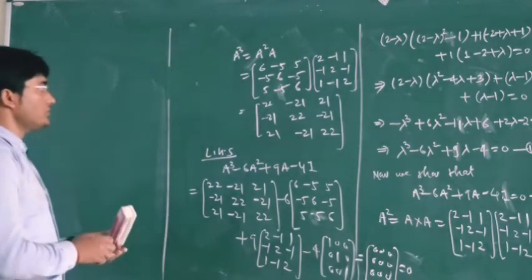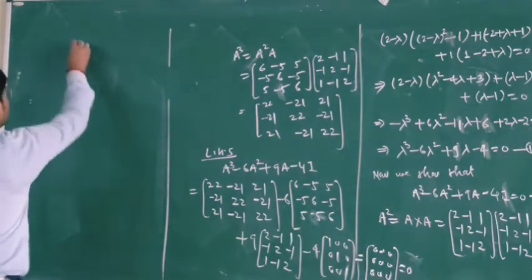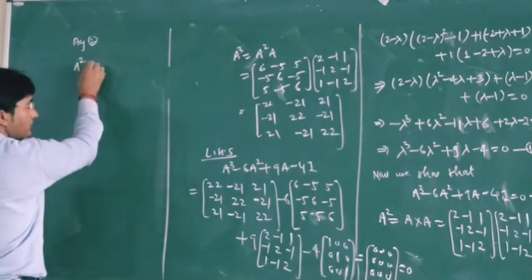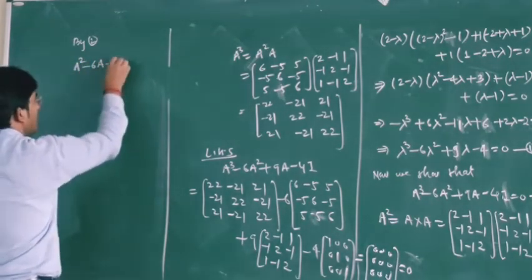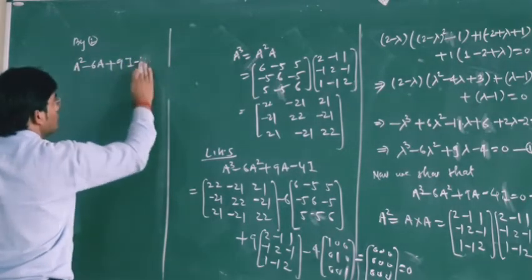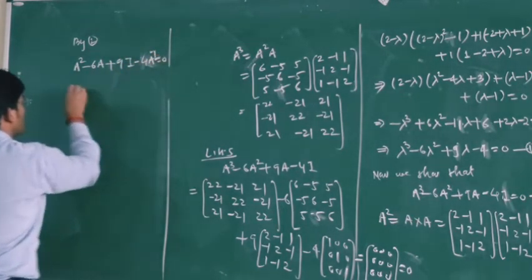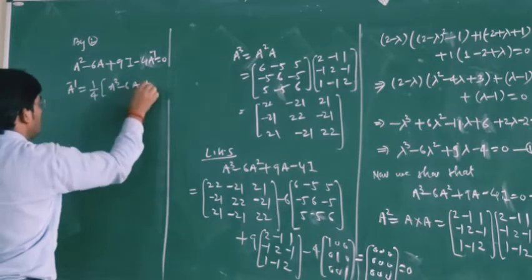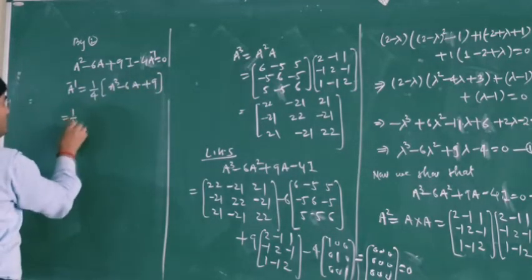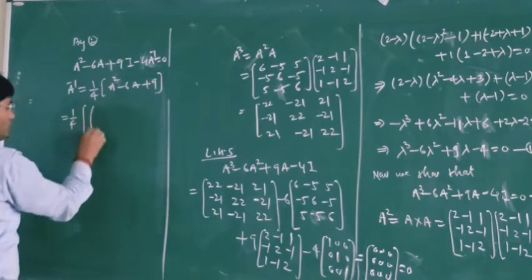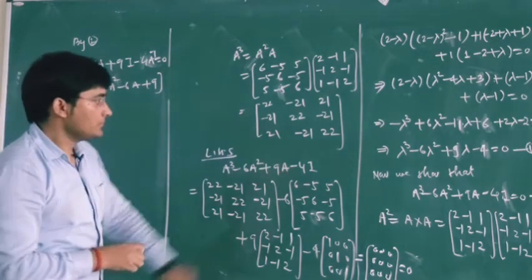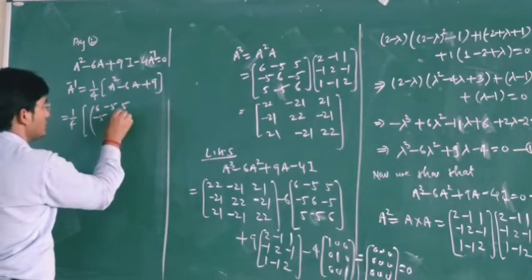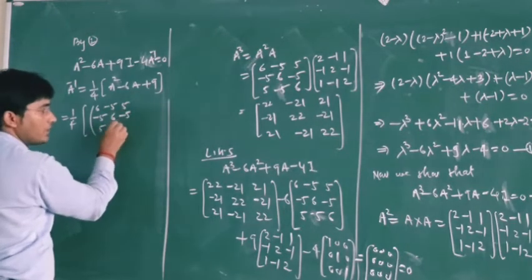Now let us find out the inverse of the matrix. So by equation 2, if we multiply this equation 2 by A inverse, then we have A square minus 6A plus 9I minus 4A inverse equal to 0. So your A inverse will be equal to 1 by 4, then we have A square minus 6A plus 9I. And this is equal to 1 by 4, the value of A square. Your A square is this one, 6, minus 5, 5, then minus 5, 6, minus 5, then 5, minus 5 and 6.